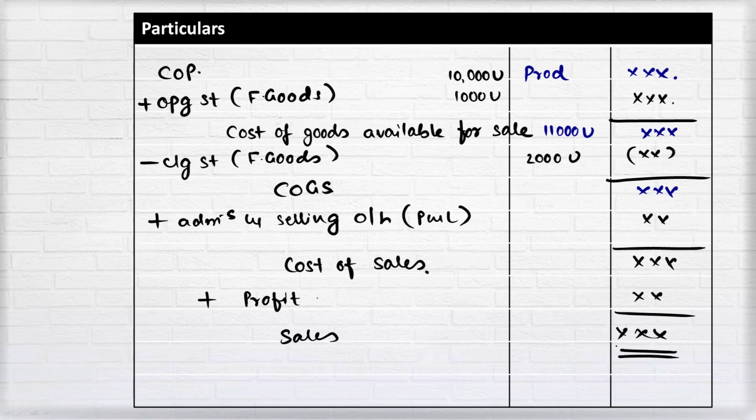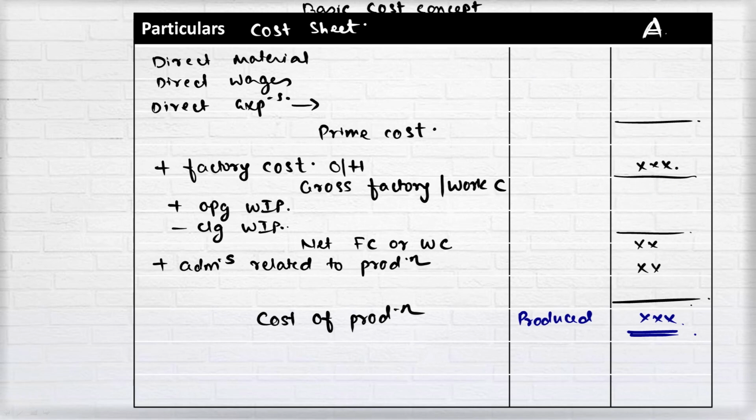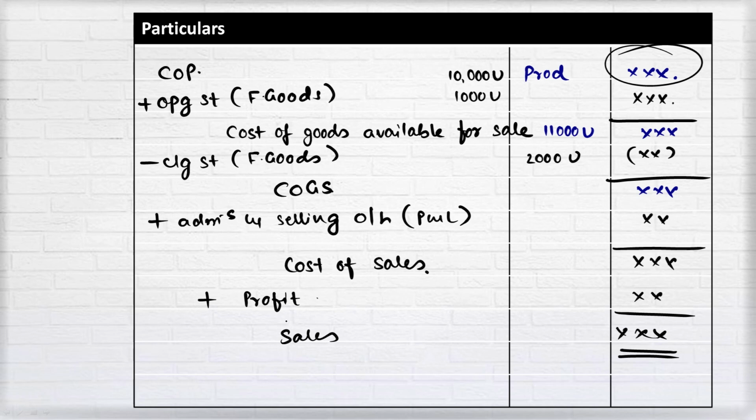All right. Now, if someone is telling me, sir, what is the cost of manufacturing one pen? Try to concentrate. What is cost of manufacturing one pen? I will tell him this. Cost of manufacturing one pen is this answer. What is this? Cost of production divided by 10,000 units is cost of manufacturing one pen.